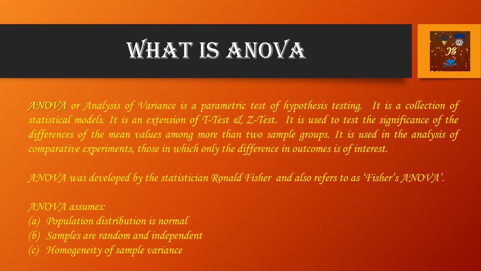ANOVA, or analysis of variance, is a parametric test of hypothesis testing. It is a collection of statistical models. It is an extension of the t-test and z-test. It is used to test the significance of the differences of the mean values among more than two sample groups.